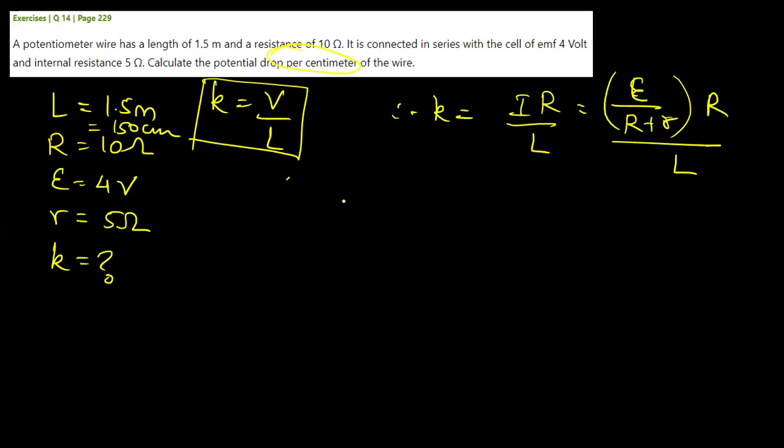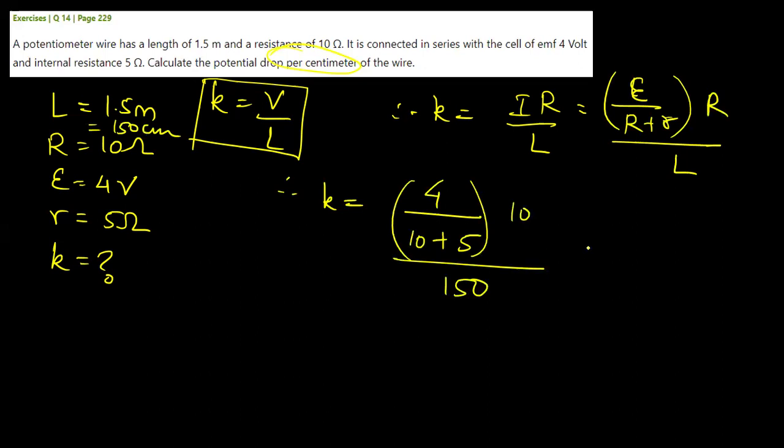So just find this value of K. E upon R plus r: E value is 4, upon R value is 10 plus 5, into capital R which is 10, divided by 150. So just solve this. You get the answer as 1.78 into 10 raised to minus 2 volt per centimeter. This will be your answer.